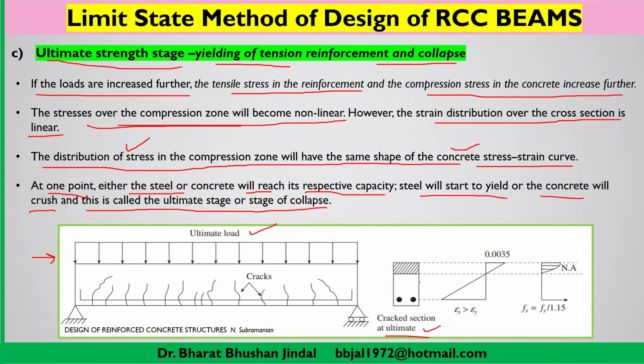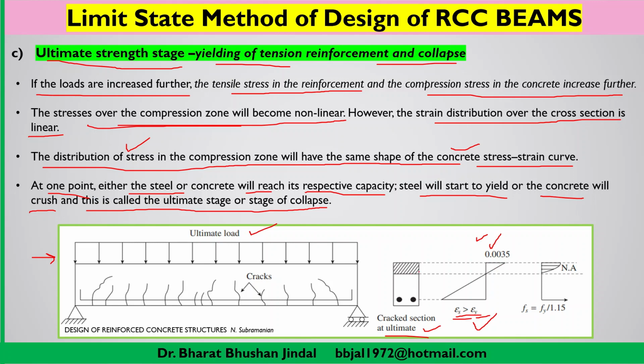Now you can see here, from this strain graph, the strain in steel has reached, or you can say the strain in steel is greater than its yield strain. This graph is for steel, and the strain in steel is more than the strain which happens at the yielding stage. And the strain in concrete has reached its maximum limit as per the IS code, which we have considered in the assumptions part. So it is 0.0035.